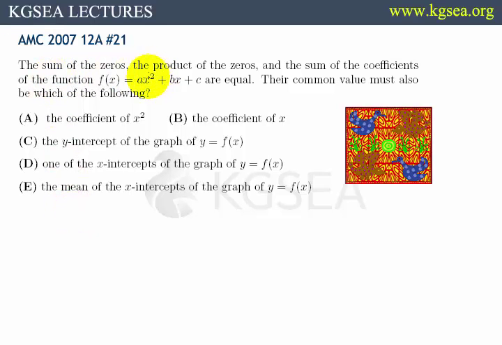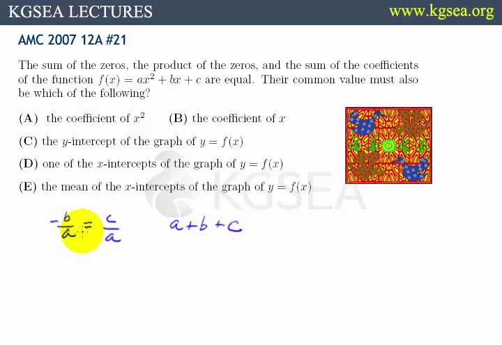The sum of the zeros of a quadratic is negative b over a. The product of the zeros is c over a. And the sum of the coefficients of the function are equal. So a plus b plus c, they are all equal. Now they're asking, all this is boiling down to what is the question? Well, they are equal, so let's examine these at a time.